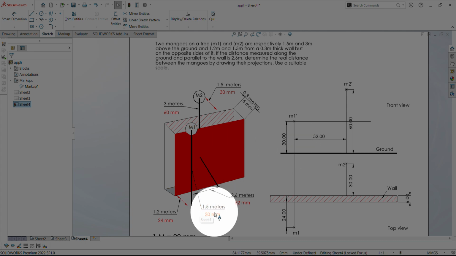Mango 1 is 30 mm tall from the ground. So from the ground, 30 mm. This is mango 1, and mango 2, from the ground, is 60 mm. So from the front view I see the elevation, which is properly depicted here. And what is also to be noted is the horizontal distance between the two mangoes is listed to be 2.6 meters or 52 mm, which is also reflected here. This is my front view.